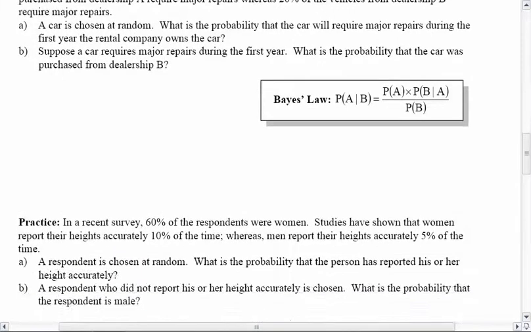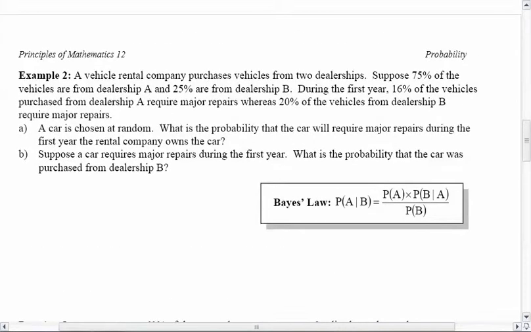So I've chosen 3 really typical tree problems. And the first one is about a vehicle rental company. With this rental company, you've got 2 dealerships. 75% of the cars are from dealership A, 25% from dealership B. During the first year, 16% of the cars purchased from A require major repairs, whereas only 20% of the vehicles from dealership B require major repairs. So we choose a car at random. What's the chance that they will require major repairs during the first year?